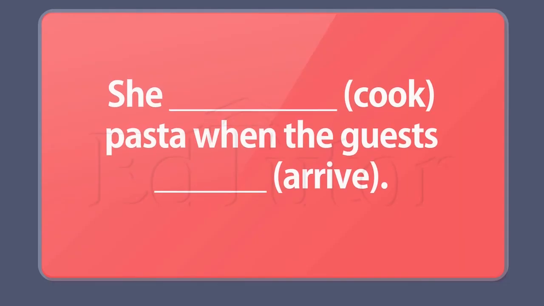Now that you have comprehended the concepts of past indefinite and past continuous tenses, let's try to solve this question. She ____ pasta when the guests ____. The first blank uses the verb cook and the second one uses arrive. Here we must decide the tense of each verb. The guests arriving probably interrupted the cooking, because why would someone start cooking once their guests arrived?